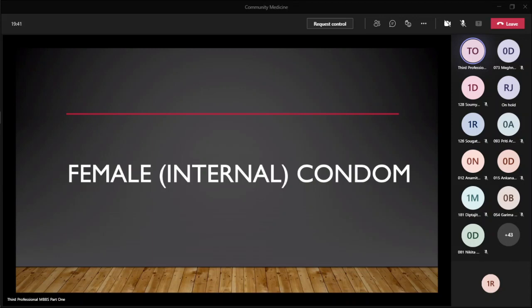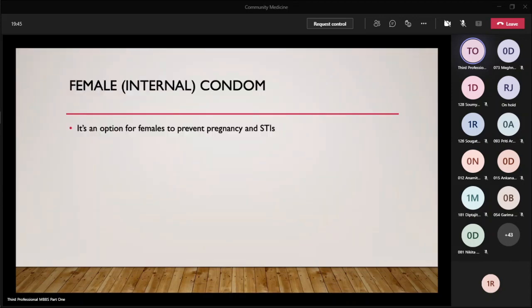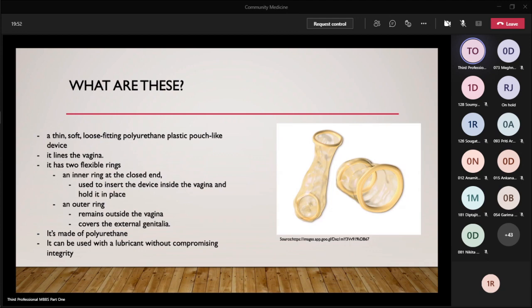Next are internal condoms. These are also known as female condoms. So it's an option for females to prevent pregnancy and sexually transmitted infections. And these are the photographs, how it looks. There are two rings actually. You can see an outer ring and an inner ring. It's a thin, soft, loose-fitting polyurethane plastic pouch-like device. You have to remember the composition. The male was made of latex, and this is polyurethane. It lines the vagina, and it has two rings.